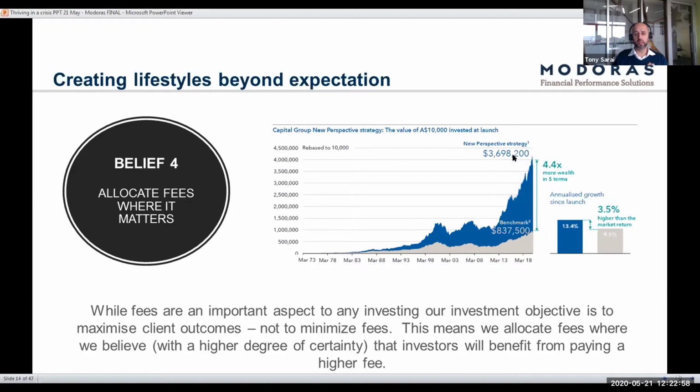So if you're looking for better features for your investments, this graphic here shows that in comparison to the index, one of the funds that we have used and we use has provided a 3.5 times higher than market return on a per annum basis. Now, when you scale that out over a number of years, as you can see there, there's a significant difference that can be created in relation to your wealth. So allocate fees where it certainly matters.